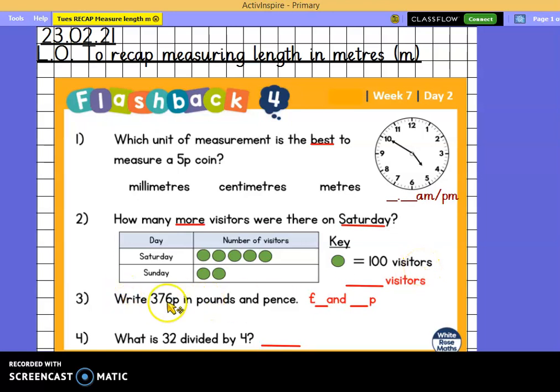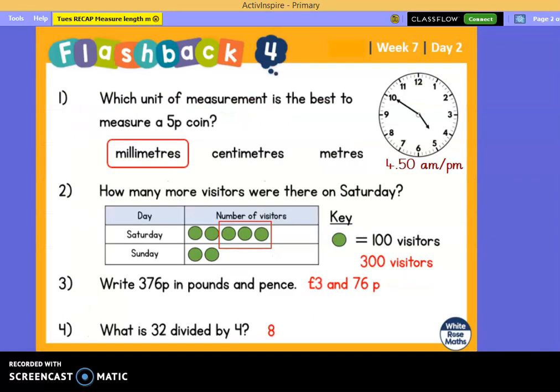Number 3. Write 376p in pounds and pence. And number 4. What is 32 divided by 4? Pause the video now, write your answers, and then come back. Let's see how you did. Pause the video while you mark your answers in blue pen.